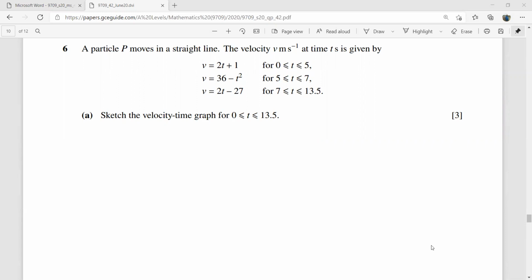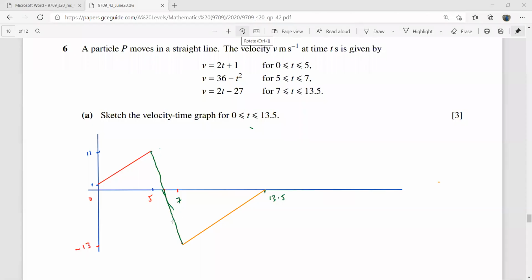Let me draw that. Okay, we have got the sketch. We have clearly a line graph. This is a linear equation here. So you put 0 and 5, you get 1 and 11, okay?